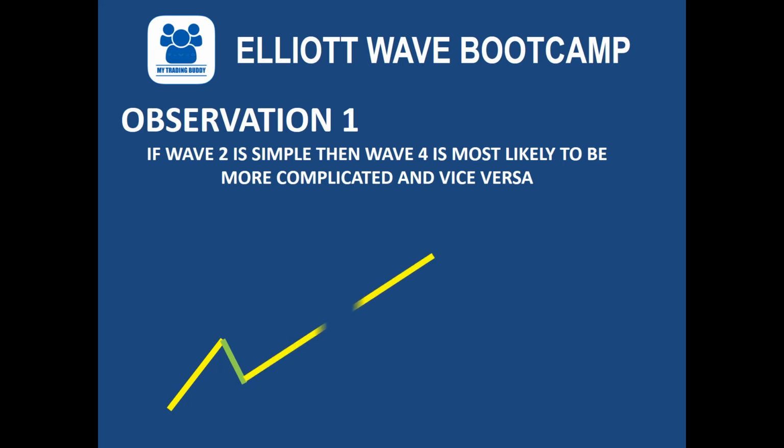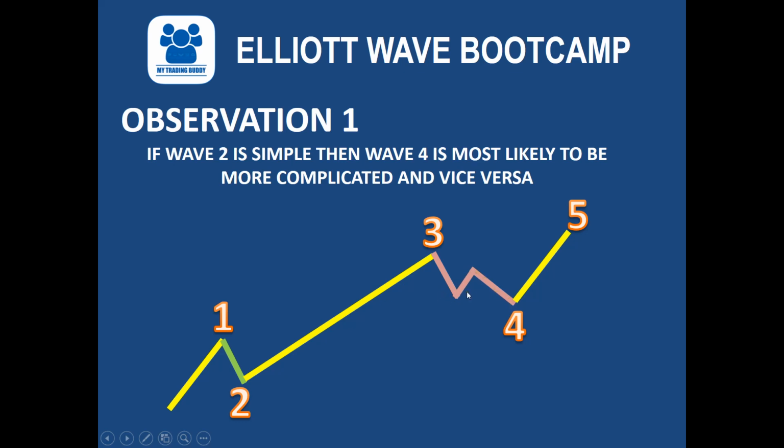We've got an example here, very, very simple example. A very simple wave 2 and then a complex wave 4. So the wave 4 starts, it tries to move back out on the wave 5, but it fails and the sellers take over again, and we end up getting a complex wave 4.